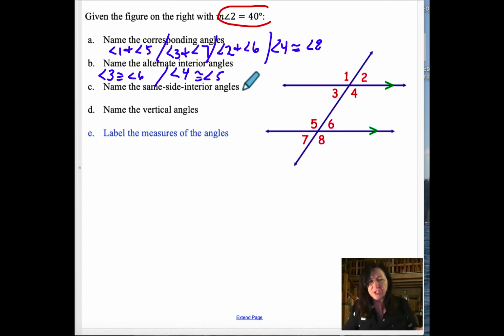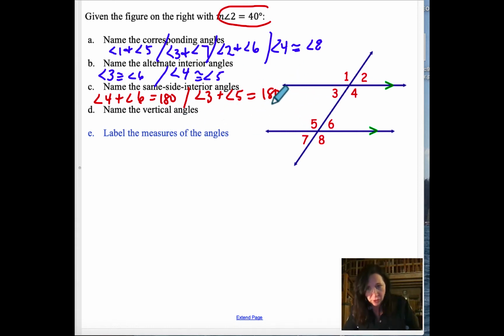Name the same side interior angles. Now, these are not congruent. These are just on the same side, which means they're supplementary. So you would say angle 4 and angle 6 add up to be 180. So angle 4 plus angle 6 adds up to be 180. And angle 3 plus angle 5, these two, add up to be 180 degrees. All right. Those are same side interior.